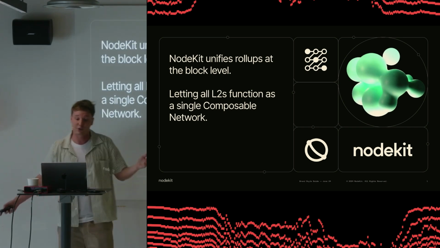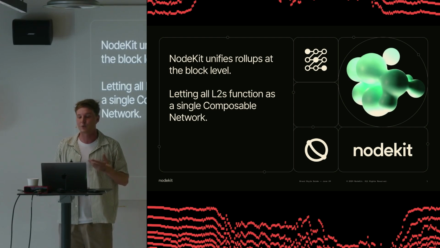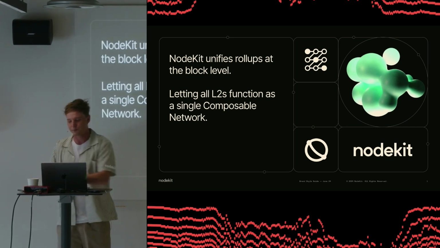So at its core, NodeKit unifies rollups at the block production level. And what that means is that we allow different L2s, this is ETHCC, so the talk of the town is the different layer 2s or rollups that are here. We allow them to function as a single composable network.